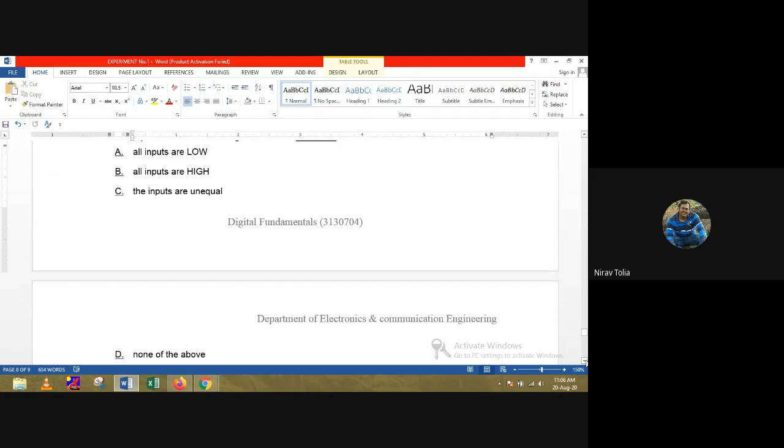What is the truth table of exclusive OR? 0 0 gives 0 and 1 1 gives 0. So when both inputs are low or both inputs are high, then it is 0. But when it is 0 1, then it is 1, and for 1 0, it is 1. So when both the inputs are unequal, then the output is high.